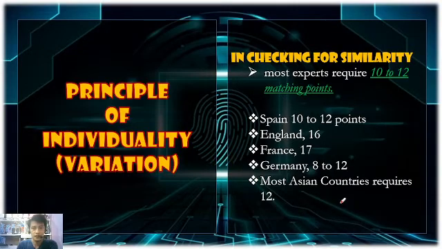Another one in here, in checking for similarity, most experts, nabanggit natin to on the part of Locard, agreed with the idea of Edmond Locard. So it requires 10 to 12 matching points, and that could conclude positive identification. In some countries they are using different matching points. For Spain, they are using 10 to 12 points. But for England, it's higher, 16. They need higher matching points, 16, in order for them to say that it is a positive identification.